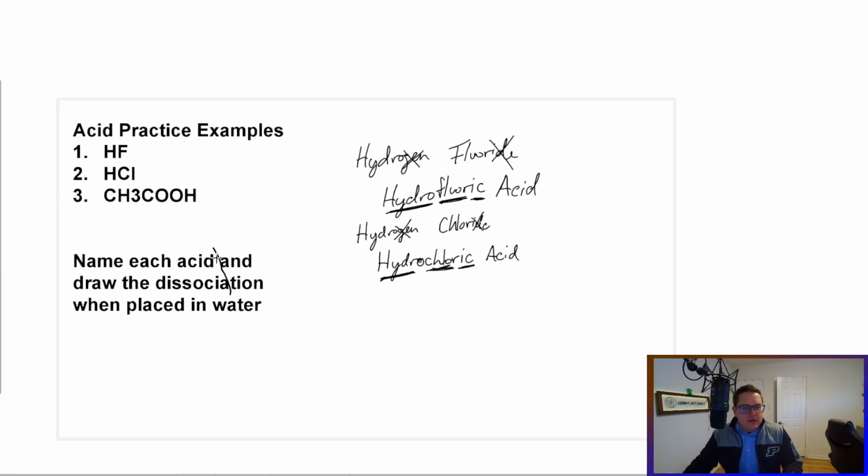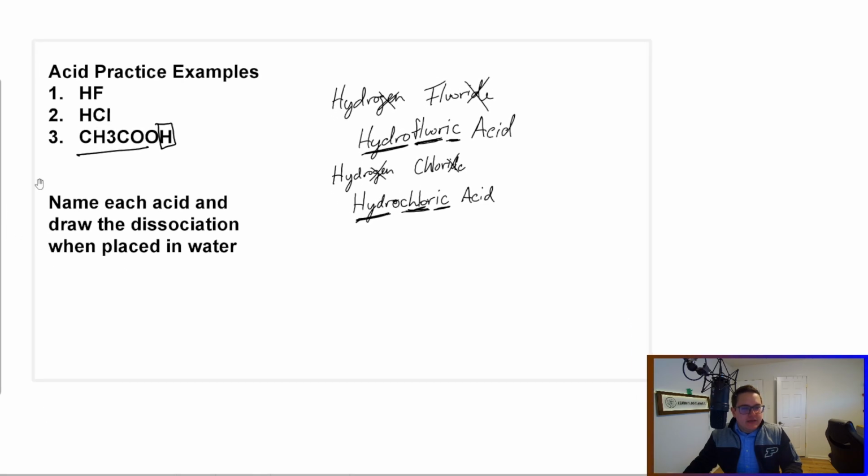And then last one, but surely not least, is this complicated mess right here. If I were to take out one of the hydrogens, what polyatomic would I be left with here? That would be acetate. So if we look on our list and find acetate, we notice that this is a hydrogen plus acetate. Or you could say hydrogen acetate, but we really don't since it's an acid.